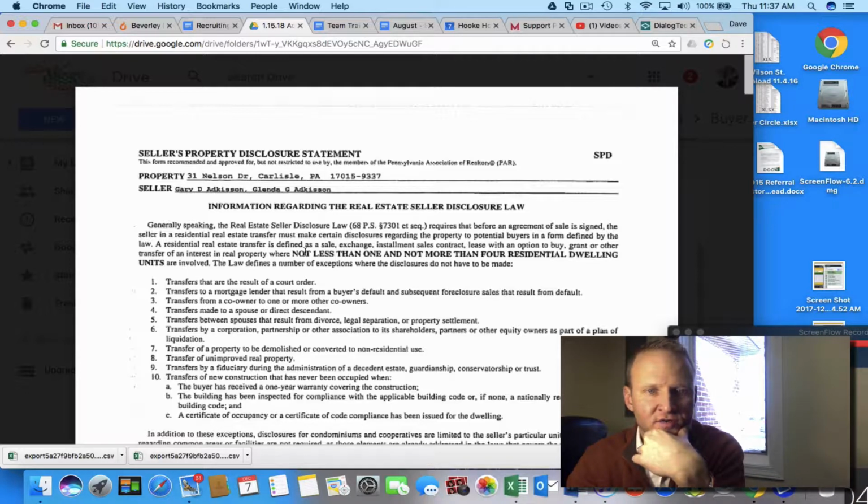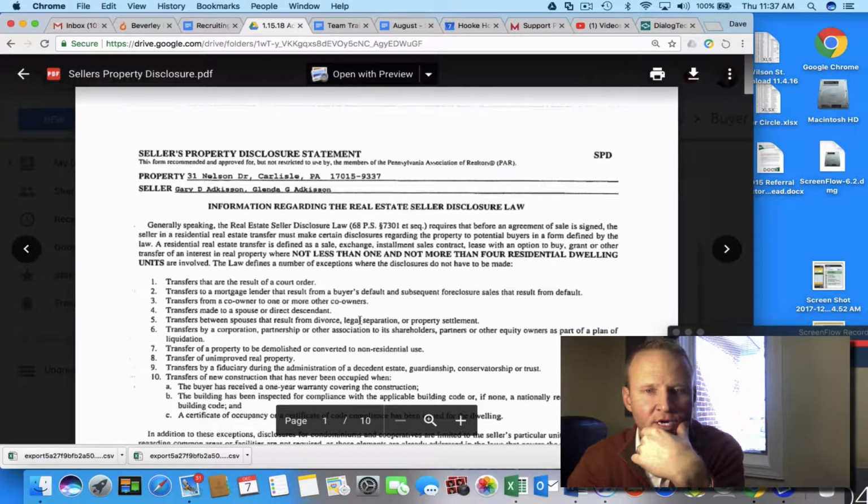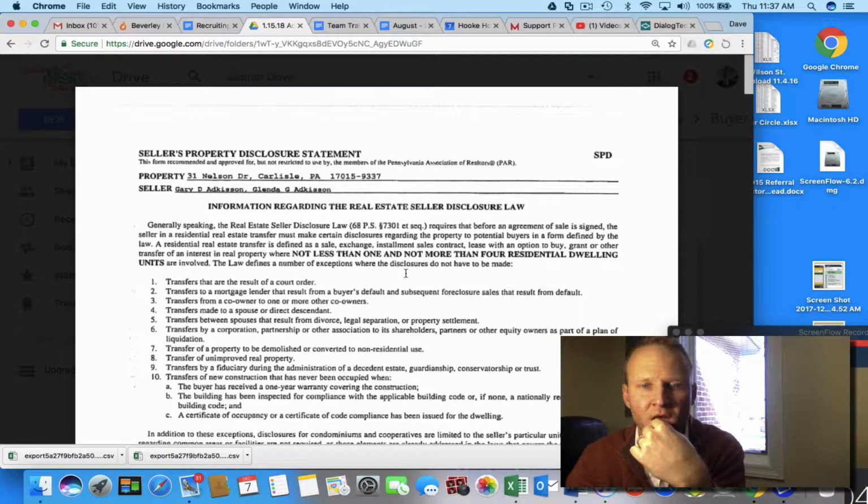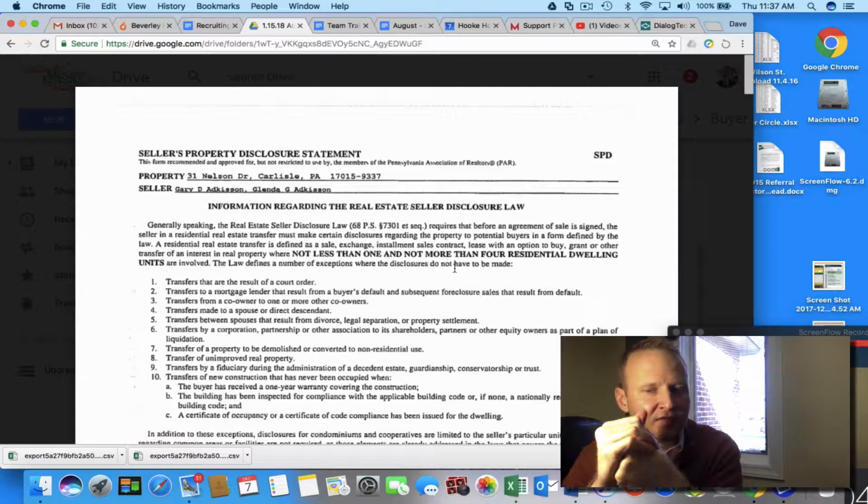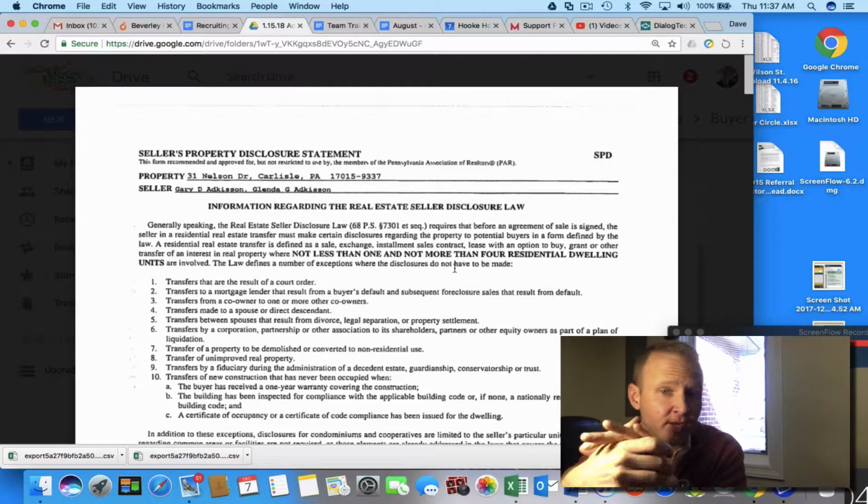Residential real estate transfer is defined as a sale, exchange, installment contract, or lease with option to buy, grant, or otherwise transfer interest in the property where not less, here's important, not less than 1 and not more than 4 units are involved. So you have a 5-unit apartment building. Does the owner need to fill out a disclosure? Nope. That's right. But a 3-unit, they would.